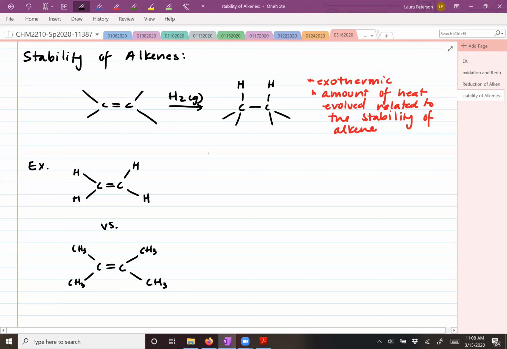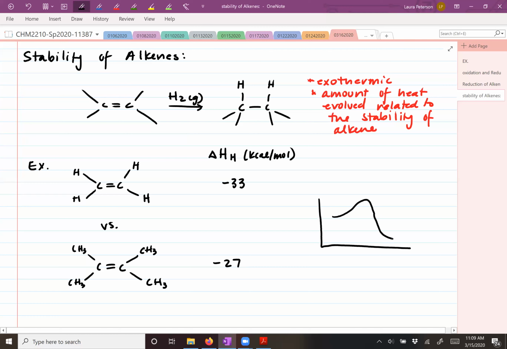And so we would run this reaction and measure the delta H of hydrogenation in kcals per mole. Since this is an exothermic reaction, we have negative delta H values. So it would be negative 33 for ethene and negative 27 for this tetrasubstituted alkene, 2,3-dimethyl-2-butene.